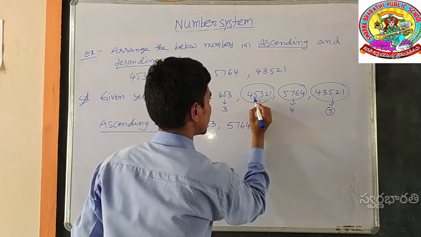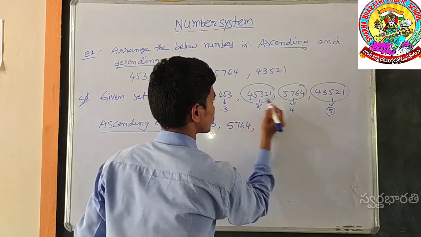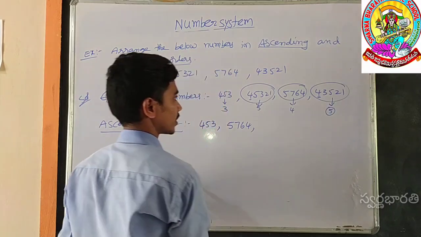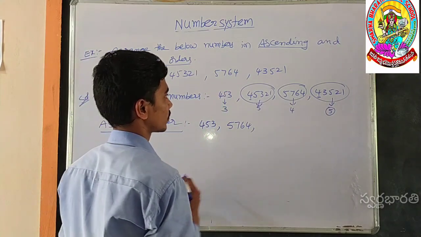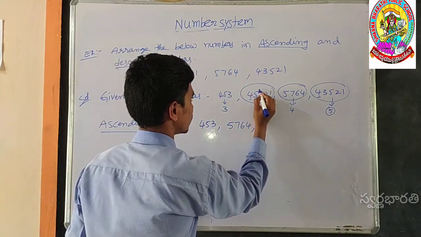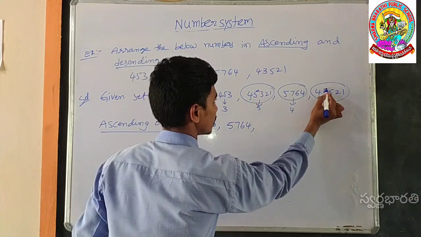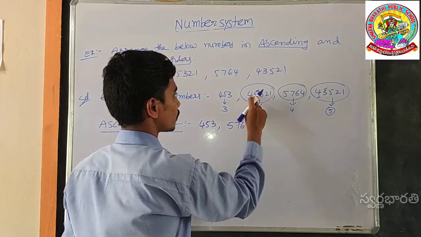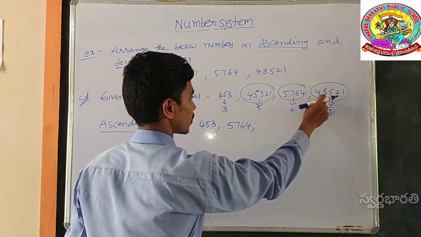Try to compare the extreme digits. Here the extreme digits are also the same. Next, come to the third rule. What is that? Next, compare the next digit. Here 5, here 3. Which one is bigger? 4 5 3 2 1 is the bigger. So that's why this is the smallest one.